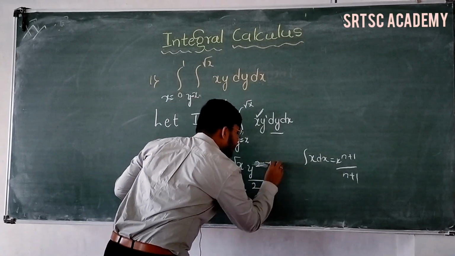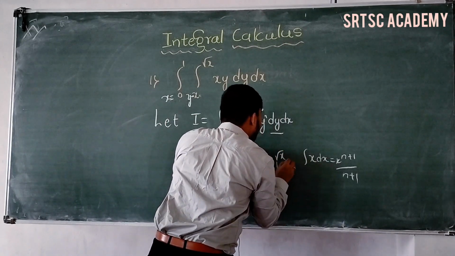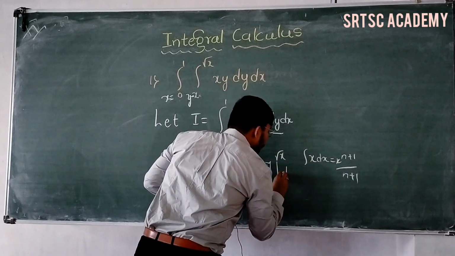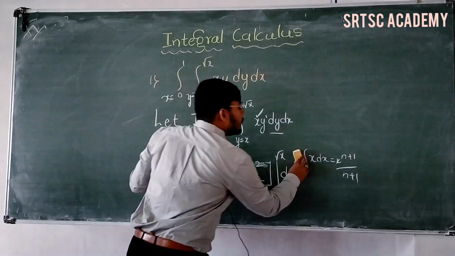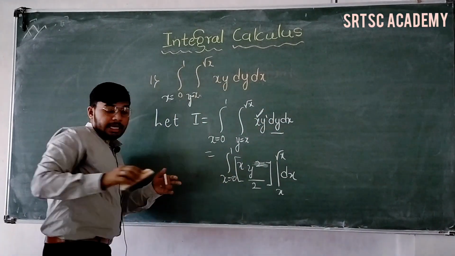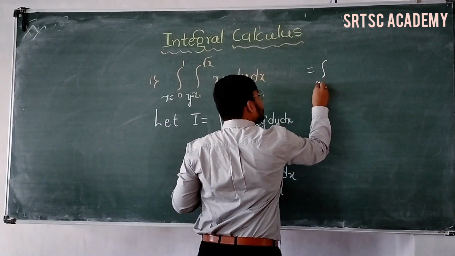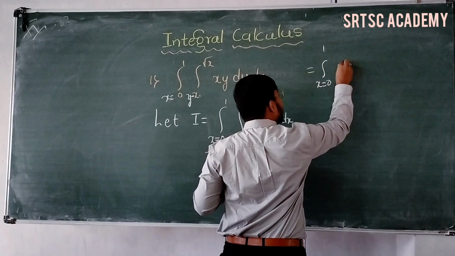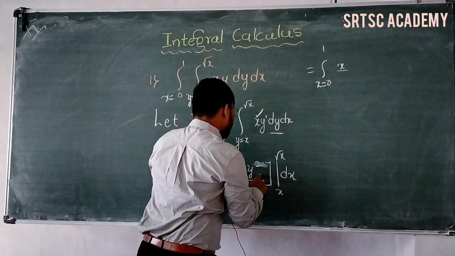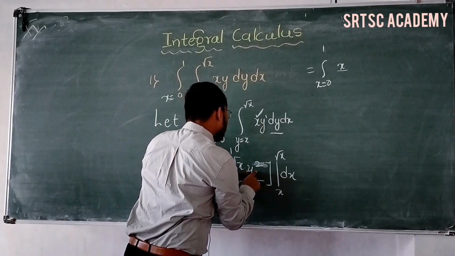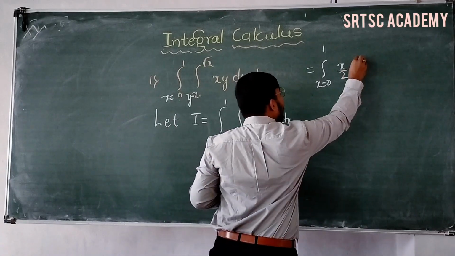Apply the limit for this. What is the limit? X to root x, right? After that we have to integrate it with respect to x. Next, apply the limit. X is equal to 0 to 1, x and keep it as it is, and by 2. Y square by 2 is there, right? The coefficient of y square is 1 by 2, so 1 by 2 is also constant. Take it outside.